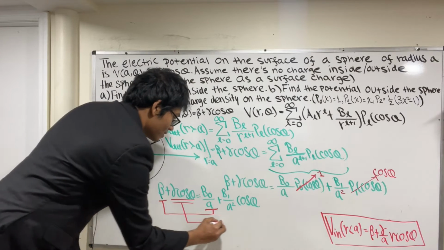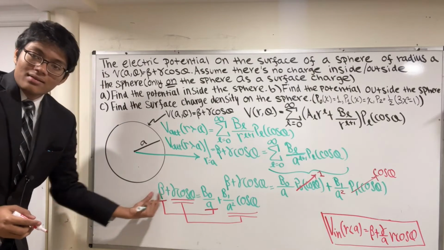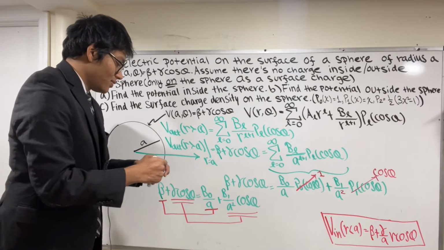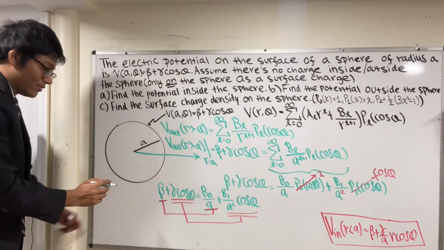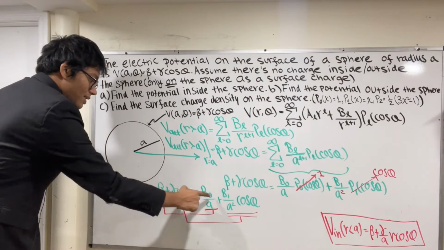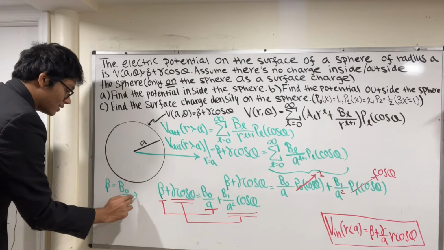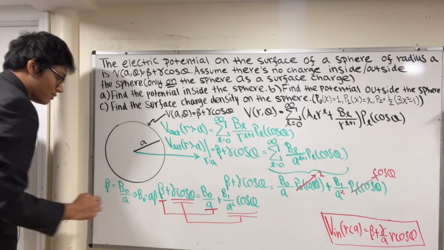So these two guys match. And now just set those matching pairs equal. Beta equals B naught over A. So let's write that down. Hopefully you can see what I write here. So beta is equal to B naught over A. Solving for my constant, I have that B naught is therefore A beta.